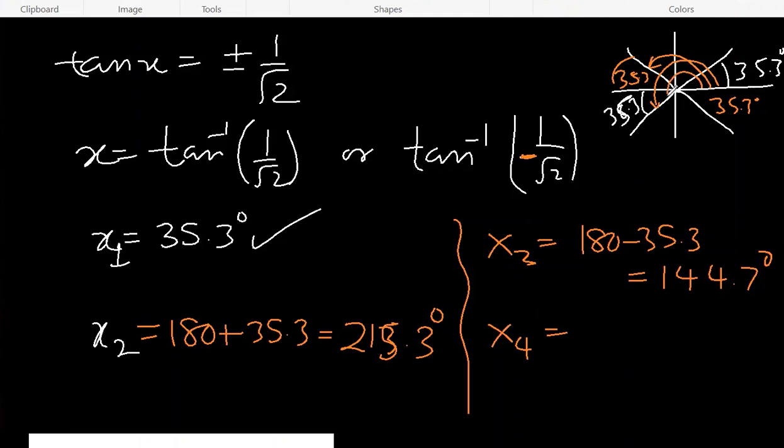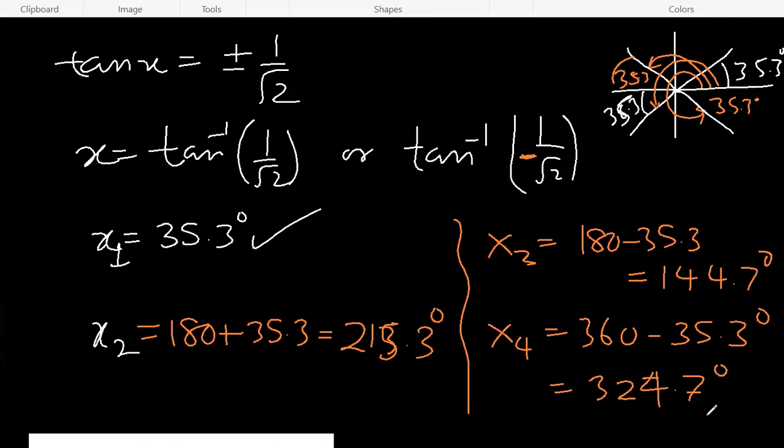So we start from here and reach here, which is 360 minus 35.3 degrees. So it will be 324.7 degrees. These are the four solutions of the given equation.